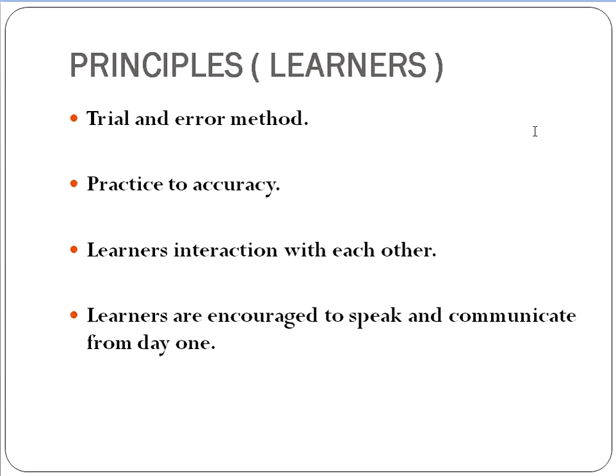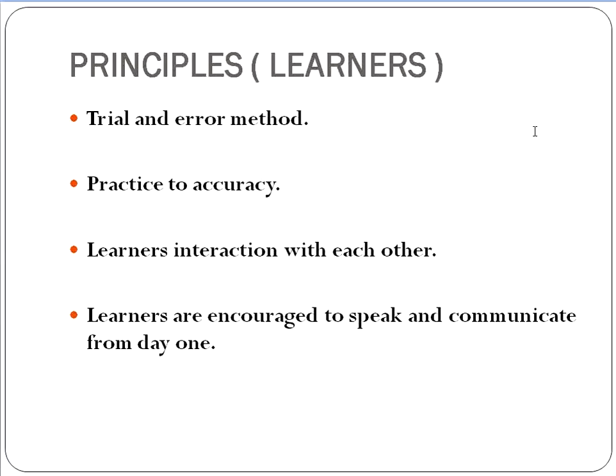So this is the first principle for the learners regarding communicative approach. What is the first principle? Trial and error method. What is the second one? Practice to accuracy. Here the learners are expected to practice again and again so that they can attain accuracy. This is one of the principles specifically for the learners regarding communicative approach. What is the third one? Learners' interaction with each other. In this approach, the interaction among the learners is expected.